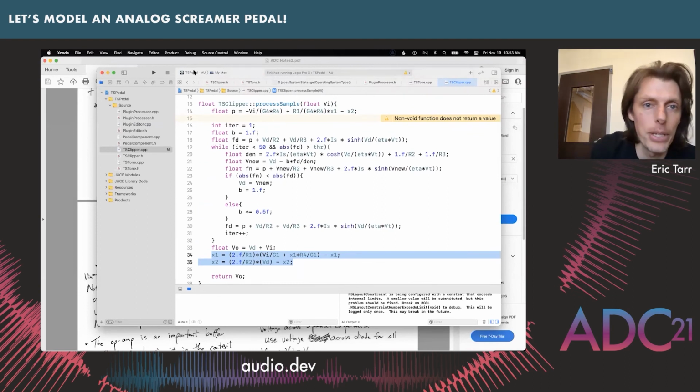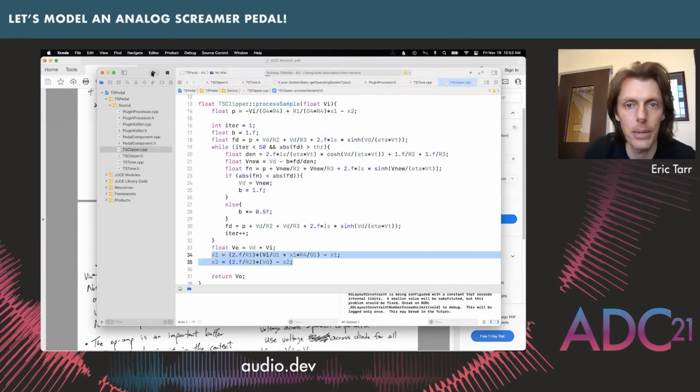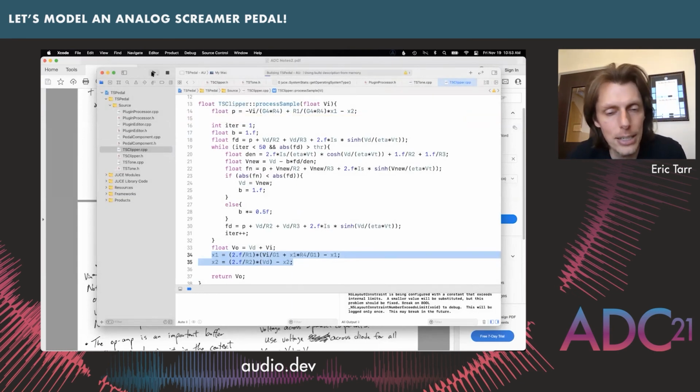I guess it's worth trying to build now. It's having an issue with different versions of JUCE on my machine. I'm sorry about that. So I'm going to build it separately and then load it in there and see if this ends up being better. Hopefully it doesn't crash Logic.